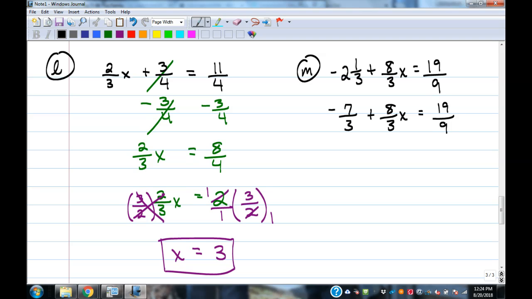So what moves from the left side? Not yet. All right, so I got to get rid of negative 7/3. How do I get rid of a negative 7/3? I'm gonna either subtract negative 7/3 or add positive 7/3. I like to add positive. It seems a little simpler, even though it's the same operation.